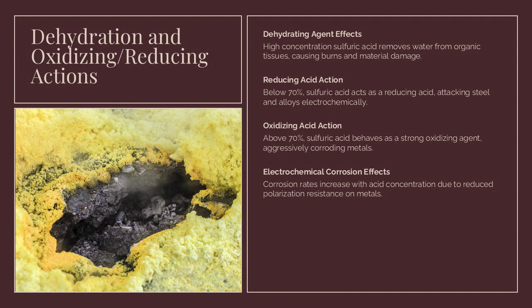In terms of chemical action, sulfuric acid behaves differently depending on its concentration. At concentrations below 70%, it acts as a reducing acid, attacking steel and alloys through electrochemical reactions. At concentrations above 70%, it becomes a strong oxidizing agent, aggressively corroding metals and accelerating material degradation. Electrochemical effects also play a role, as corrosion rates increase with acid concentration due to reduced polarization resistance on metal surfaces. These combined mechanisms make sulfuric acid a complex and dangerous corrosive agent requiring specialized handling and mitigation strategies.